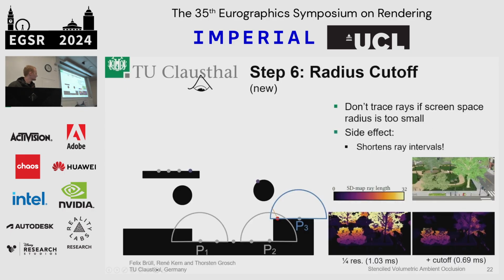Here on the bottom right, we have an image from the Emerald Square, which is a park with a lot of grass and trees. Before doing this radius cutoff, the rays that we need to shoot are quite long. This is indicated by this heat map here. As you can see, a brighter color is a longer ray. However, after using the radius cutoff, we can reduce the length of the rays we need to shoot drastically.